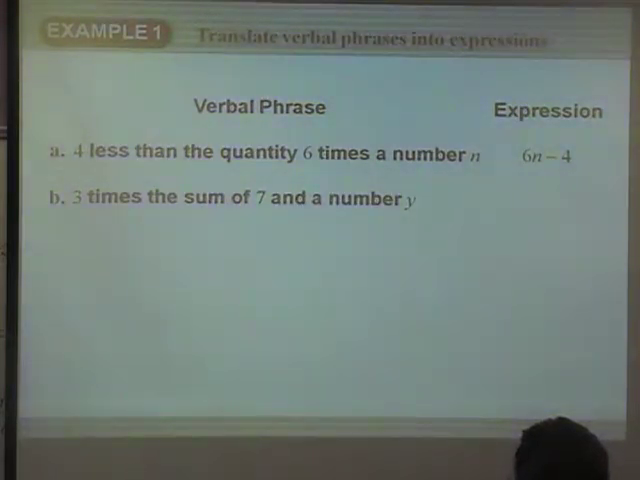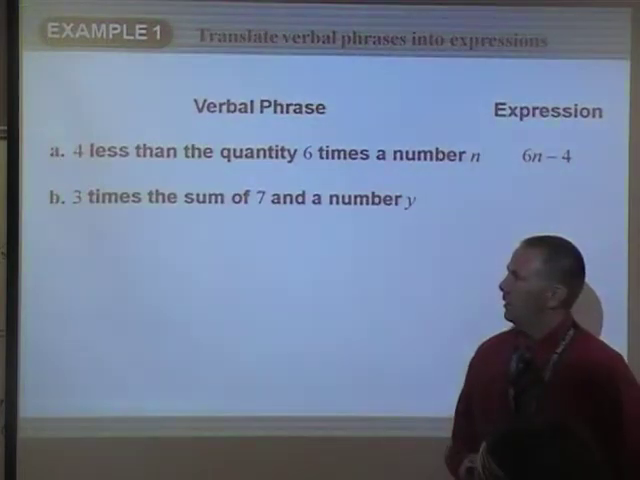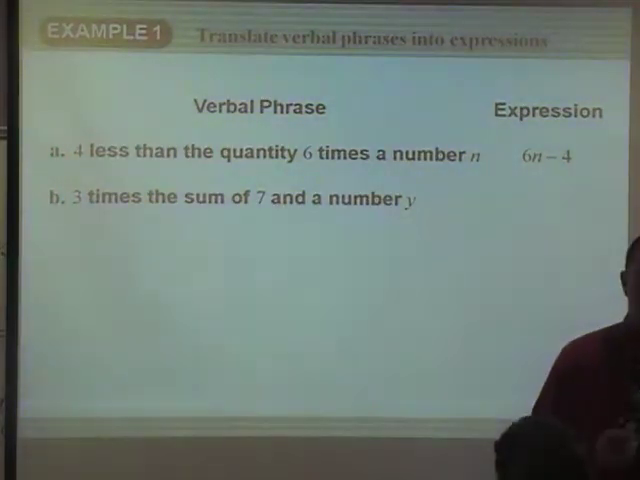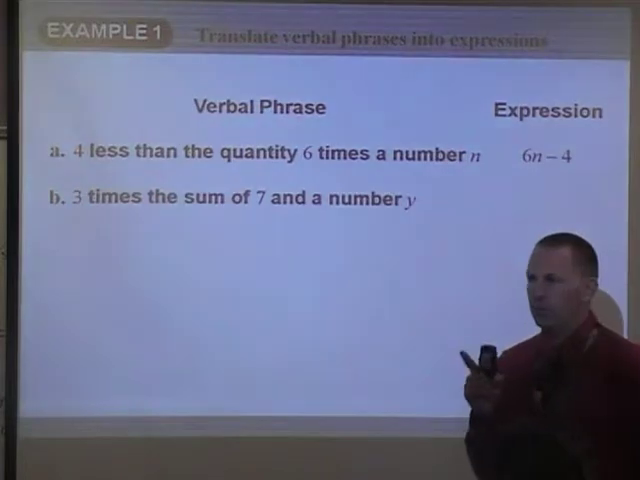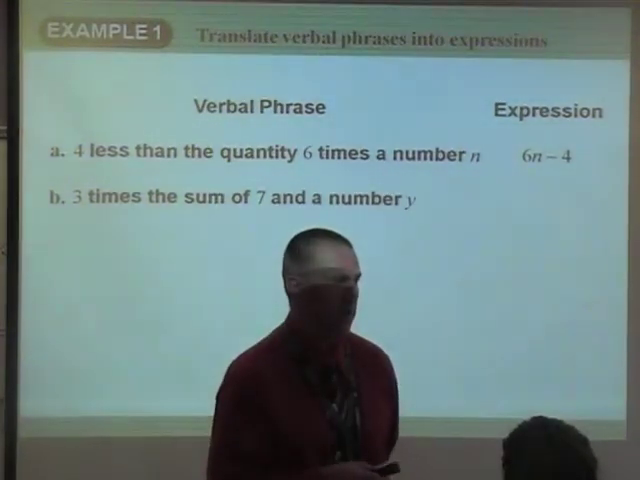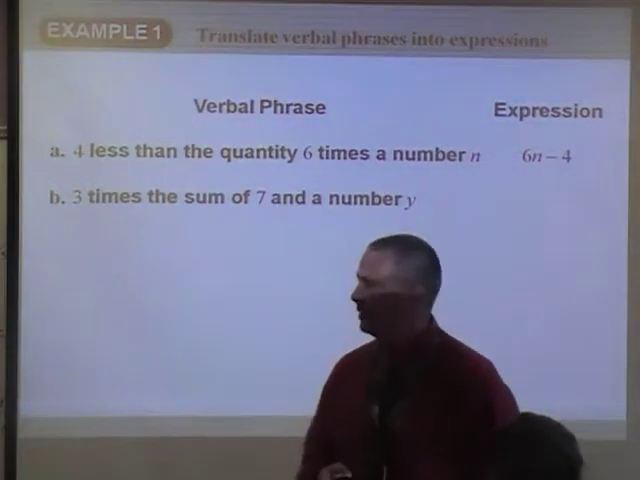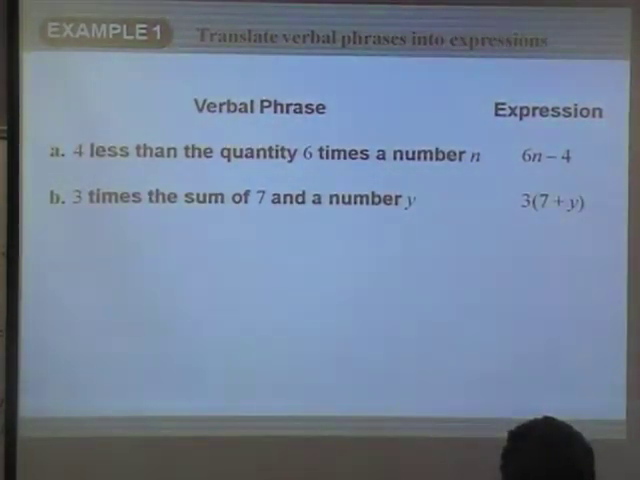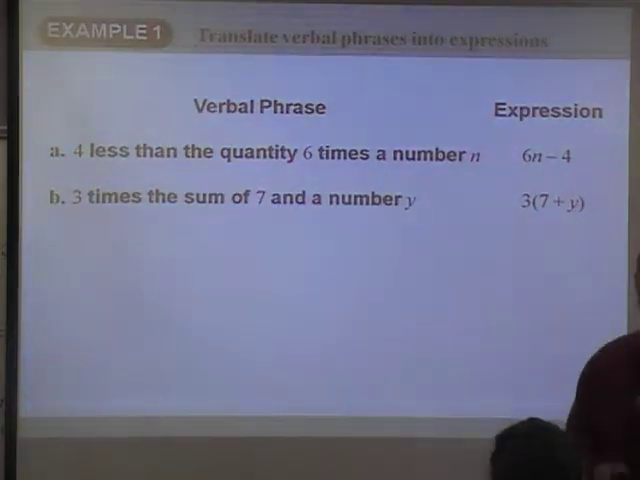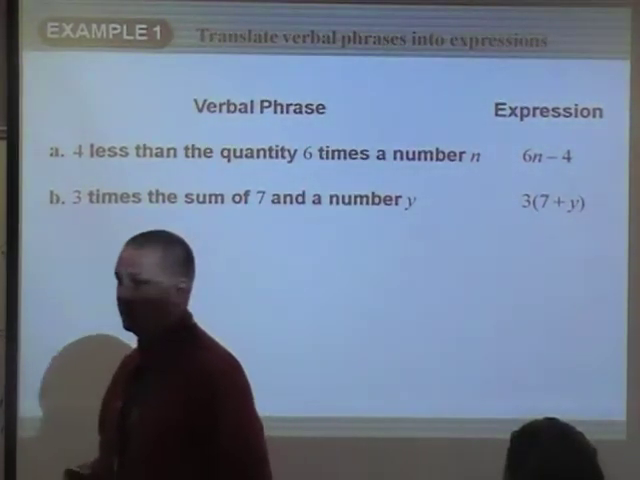What about the sum? Did you happen to say that? I missed it. What's sum mean? Addition. How about 3 times? And since we're needing to add 2 things together before we do the multiplication, what else do we need? Parentheses. 3 times the sum of 2 things. It's not 3 times 7 plus a number y. It's 3 times that addition. That's why it's necessary to have the parentheses.